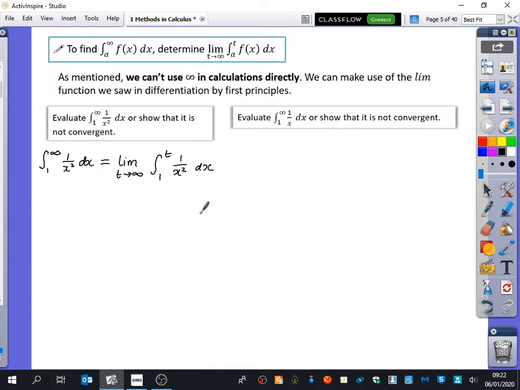So this thing, if I ignore the limit that I've got here, we can just do the integration, and we'll leave it with t in, and then we'll think what happens when t goes to infinity. And that's a way of us avoiding having to write in infinity inside our calculation. But it does mean you have to keep writing the limit as t goes to infinity until you've actually taken that limit. So what does 1 over x squared integrate to?